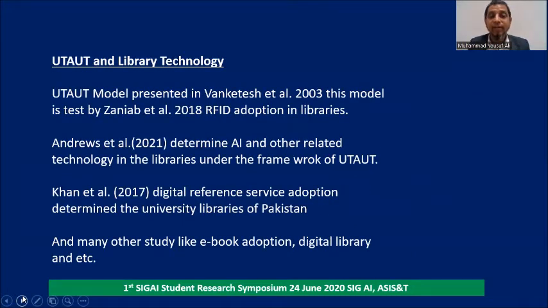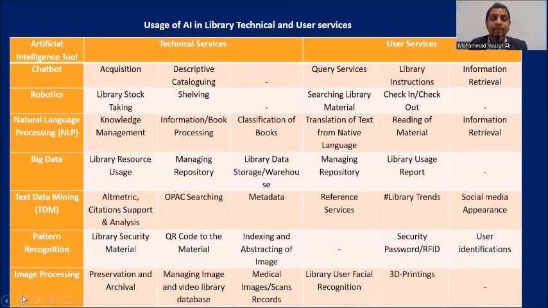The UTAUT model was presented by Venkatesh et al. in 2003. This model was tested by Zainab et al. in 2018 on RFID adoption in libraries, and reused in recent studies to determine AI and other related technology in libraries under the framework of UTAUT. Khan et al. studied digital reference service adoption in the university libraries of Pakistan. Many other studies, like ebooks adoption and digital libraries, have been conducted by various researchers and scholars. This table describes how artificial intelligence could possibly affect technical and user services of libraries.